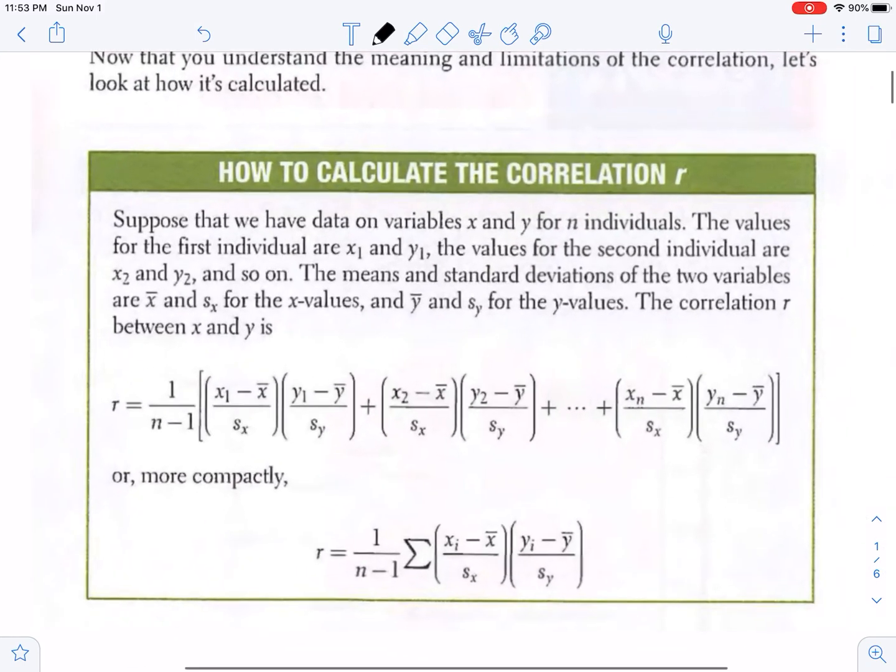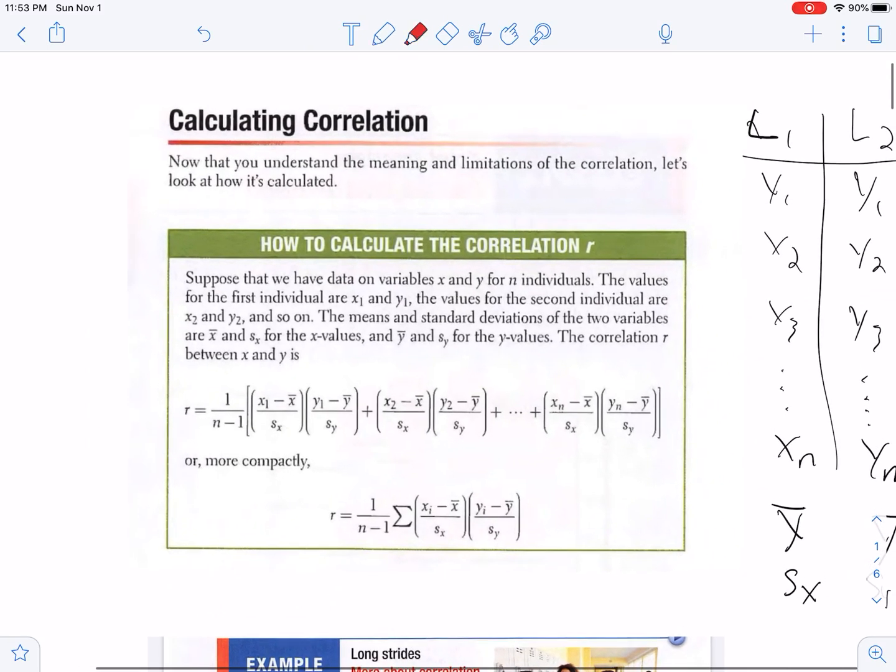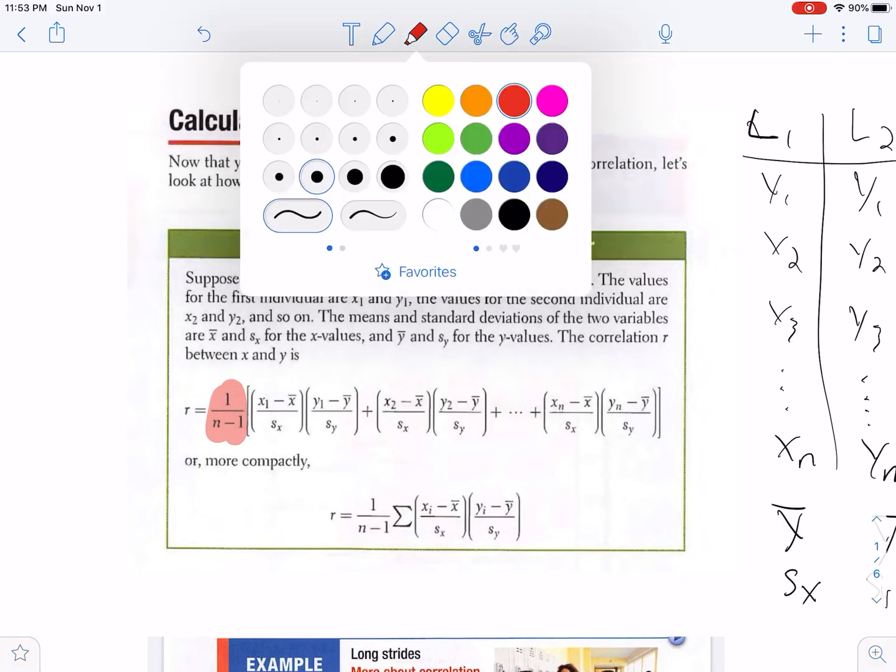If I want to calculate correlation, since n is the total number of pairs, I do 1 over n minus 1. And again, that has something to do with sample versus population. Then how do I calculate this? At each step, I take our x value, subtract the mean, and divide by the x standard deviation, which I have right here.